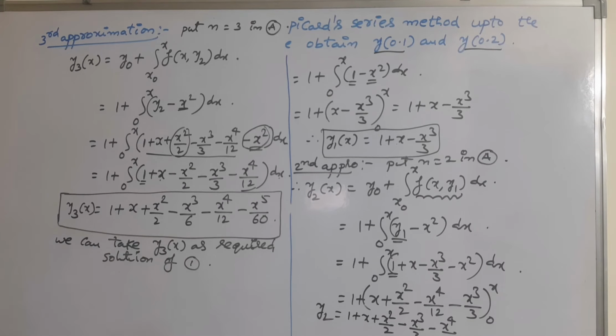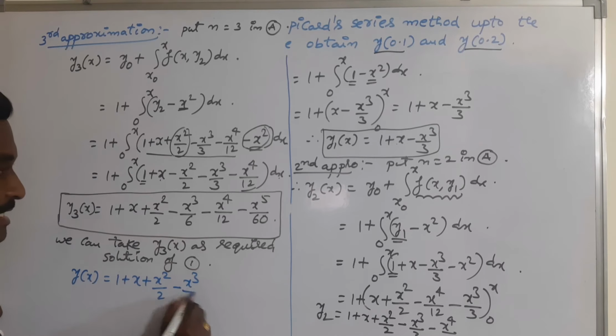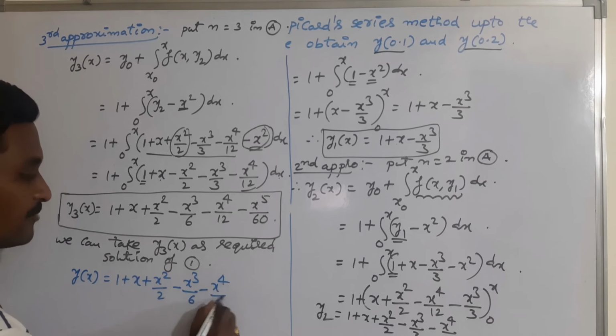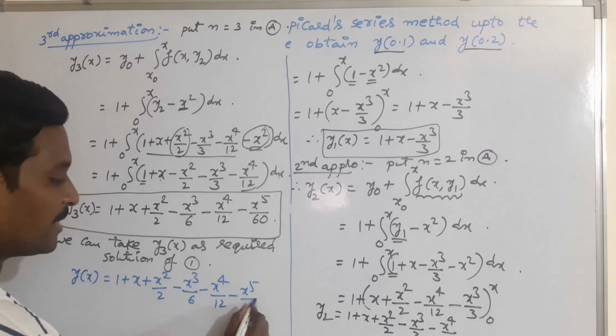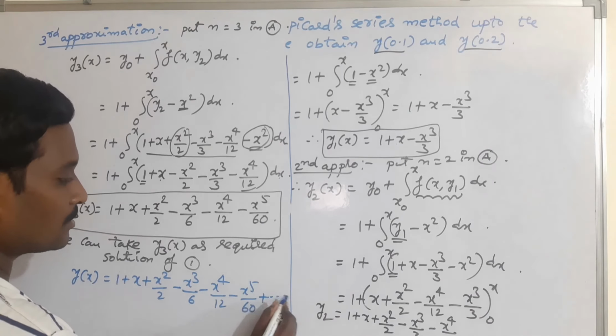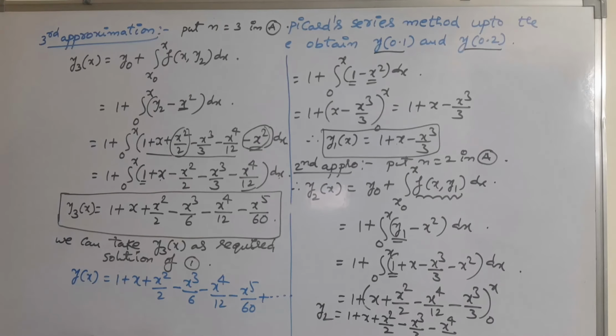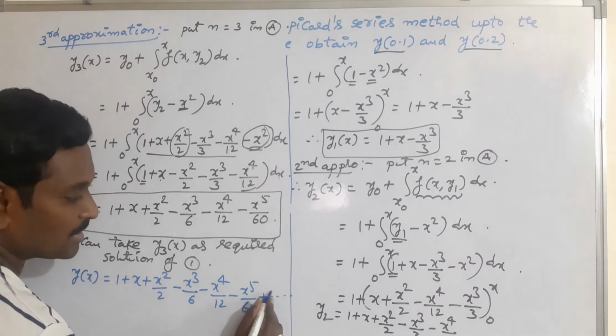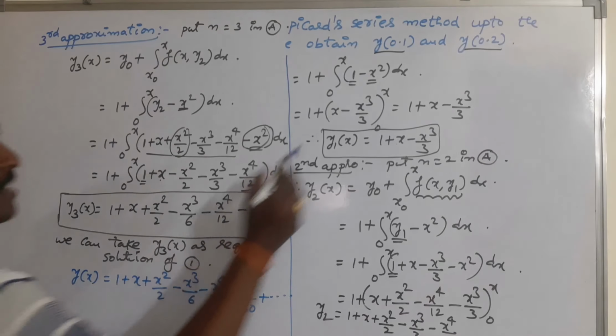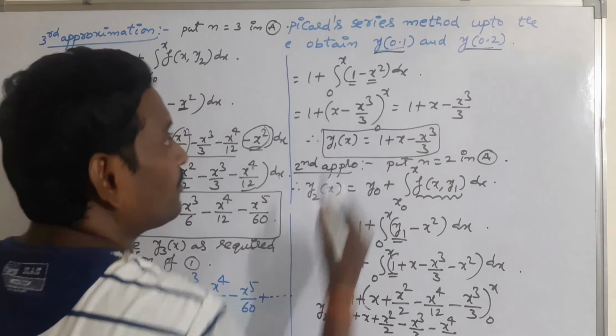So you can take y of x is equal to 1 plus x square by 2 minus x cube by 6 minus x power 4 by 12 minus x power 5 by 60 and so on. Don't forget one thing, in Taylor series method and Picard series method, we can get the solution in terms of x as a series form. So that's why don't forget to write plus 1. Now we have to obtain y of 0.1 and y of 0.2.